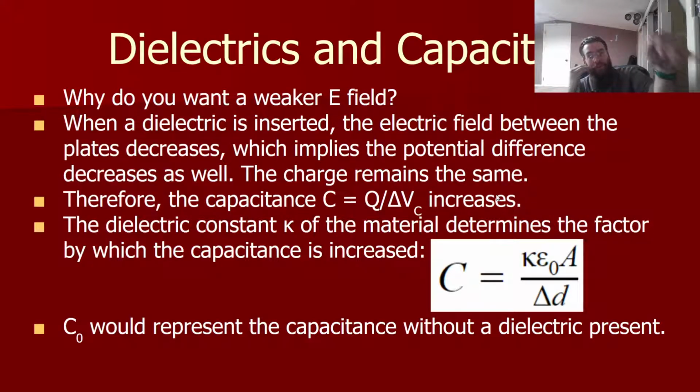So that's what it says right here. Why do we want a weaker E field? Well, when the dielectric is inserted, the electric field between the plates decreases, which implies the potential difference decreases as well, but the charge remains the same. So therefore, we can increase our capacitance, all right? Because we didn't change the voltage.